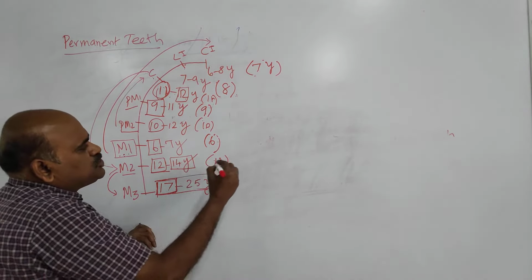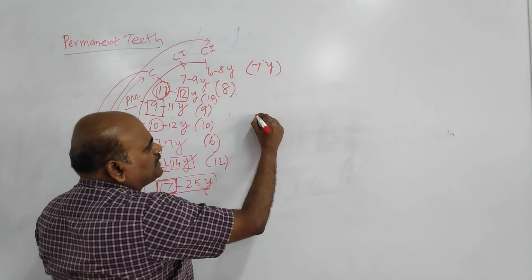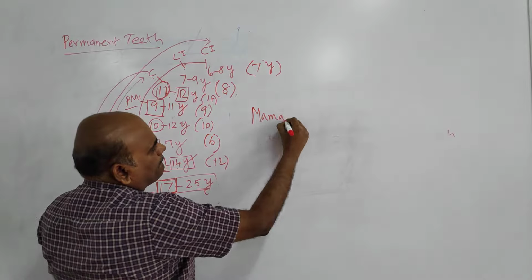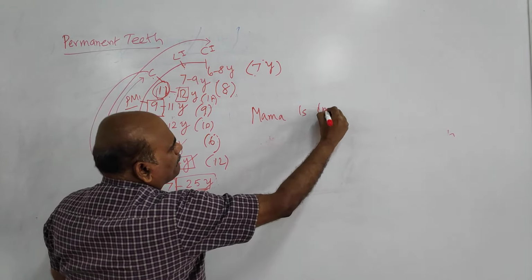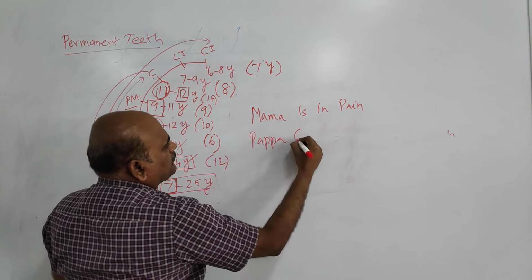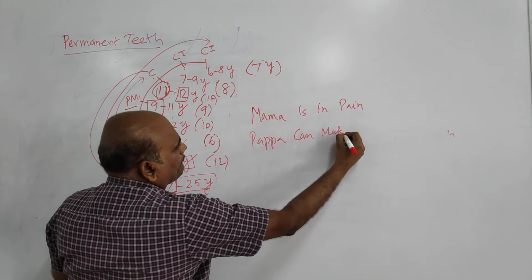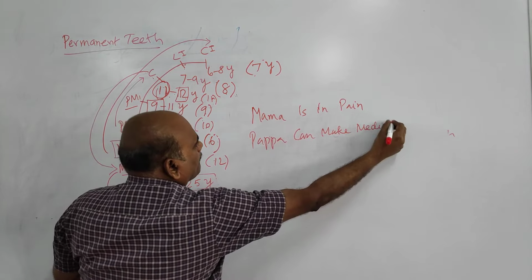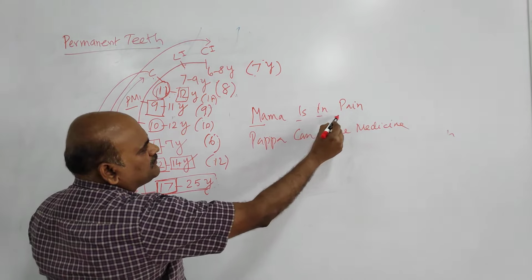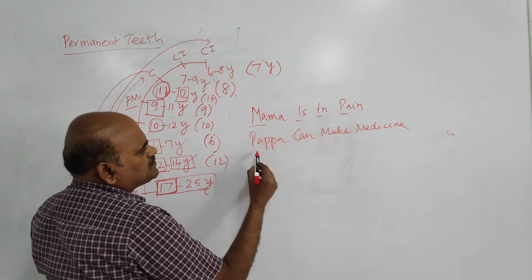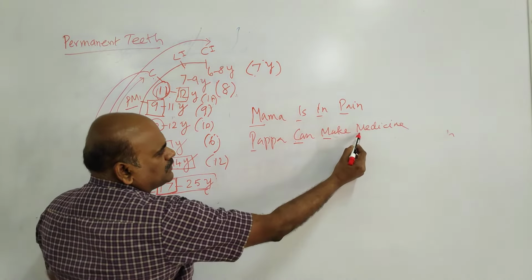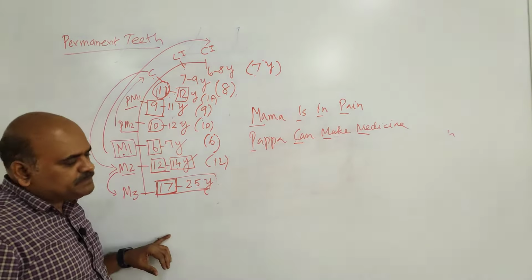For remembering the sequence of eruption of permanent teeth, the mnemonic we generally use is: Mama is in pain, papa can make medicine. That is M for first molar, I for central incisor, second I for lateral incisor, P for first premolar, another P for second premolar, canine, second molar, third molar in this sequence.